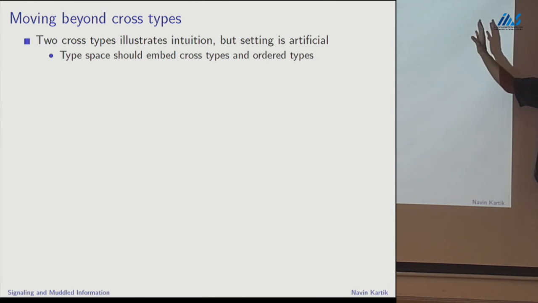With about 10 minutes left, I'm going to sketch some more general results. The point here is that what I tried to convey is the intuition from this two types analysis. But obviously that setting is artificial. What you want to be thinking about is type spaces that embed cross types and ordered types. The multidimensional signaling models are, especially if one wants to not take a stance on particular equilibria, generally rather intractable. So there are three sets of results that can be generated here.